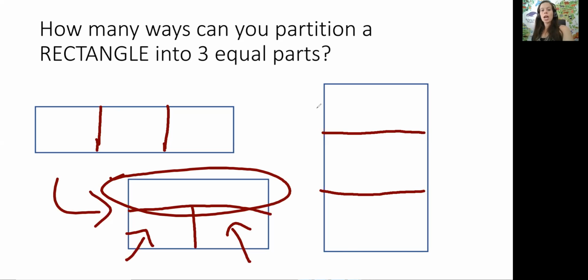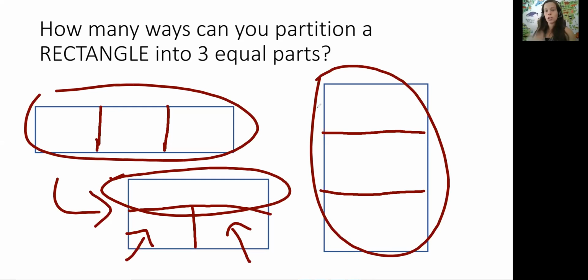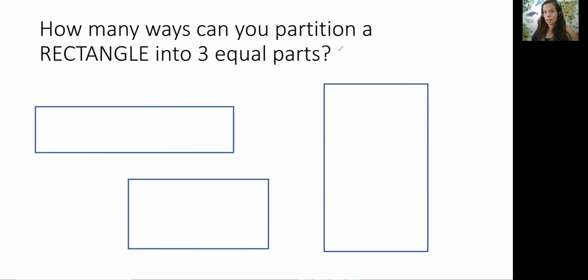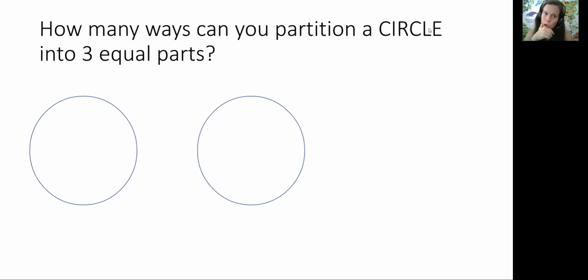So when you're using rectangles, it's best to just stick to these 2 ways to do it, just up and down, side by side. All right? And Thursday and Friday, we'll talk about how to do it in a more tricky way. All right. How do you partition a circle into 3 equal parts? 3 parts. Can I go like this?